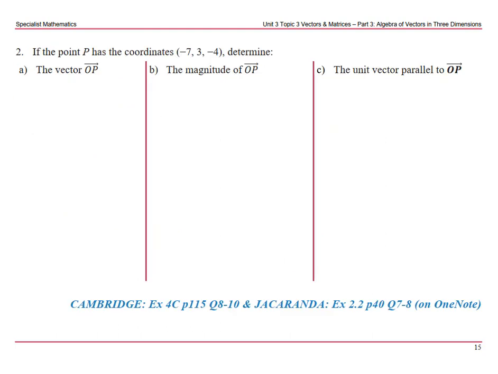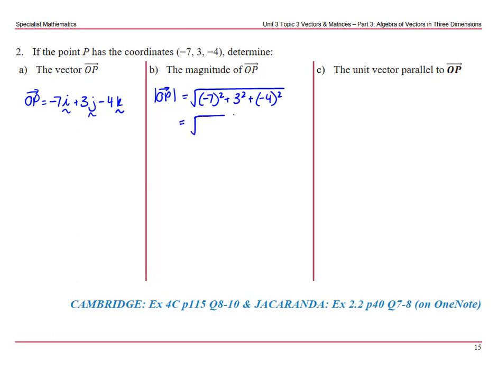Let's look at another example. If the point P has coordinates -7, 3, -4, determine the vector OP. So my vector is in component form, so that's going to be -7i plus 3j minus 4k. The magnitude OP is going to equal the square root of -7 all squared plus 3 squared plus -4 all squared. So that's the square root of 49 plus 9 plus 16, which is the square root of 74.